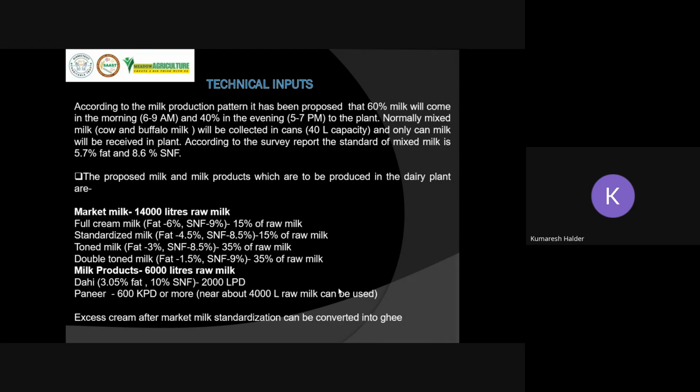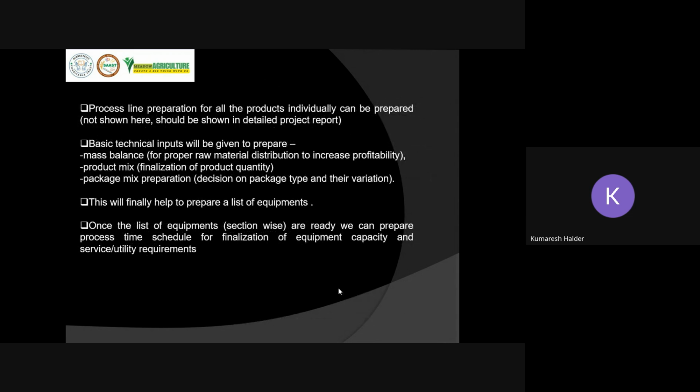The distribution, mainly the fat and SNF distribution, is normally done based on the mass balance. Here it is written, mass balance, then product and package mix, that I was telling: the kind of product we are going to prepare, and the package we want to prepare. So mass balance, product mix and package mix are very important to decide the equipment list that I was telling earlier. We need to prepare the equipment list section wise.